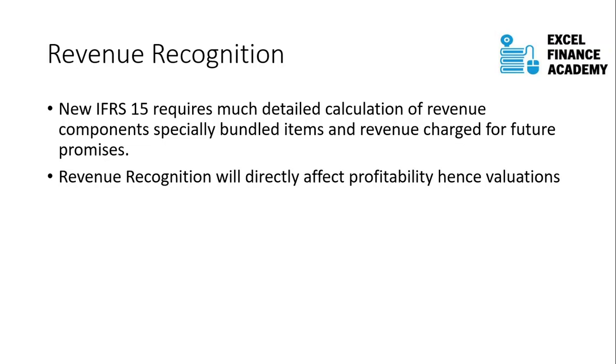So nowadays companies cannot recognize revenue upfront. That today we receive 100,000, so we receive 100,000. No, you have to split the revenue for future obligations, whatever you have to spend in future.